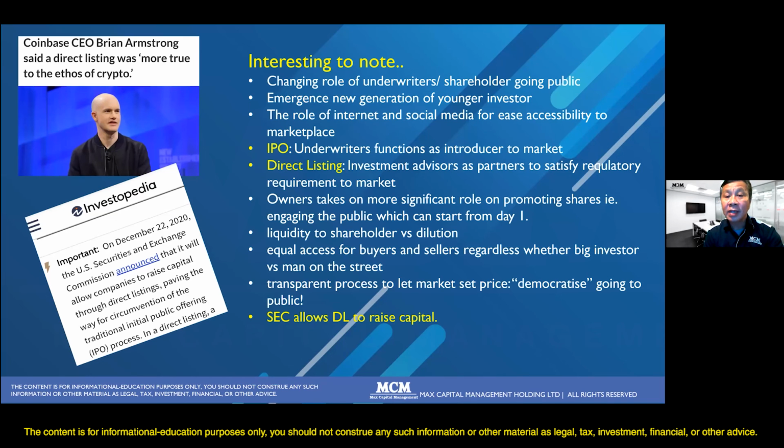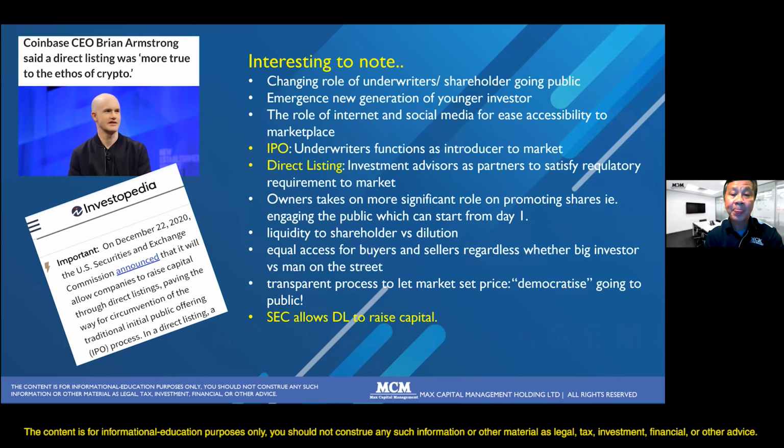This transparent process, as Coinbase CEO Brian Armstrong said, means that direct listing was more true to the ethos of crypto. It lets the market set the price and democratize the process of going public to everybody.